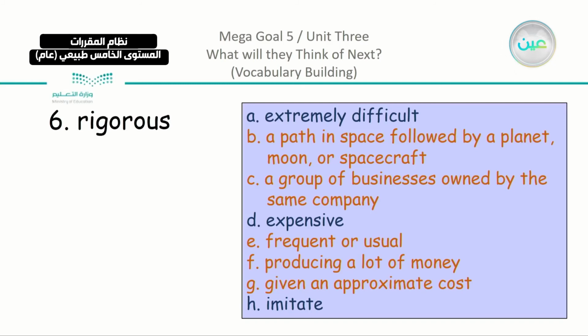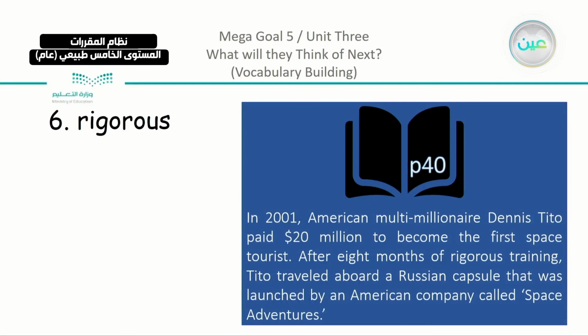But I will give you the explanation from the context. So we have here the context. Let's just read it. In 2001, American multimillionaire Dennis Tito paid $20 million to become the first space tourist. After 8 months of rigorous training, Tito traveled aboard a Russian capsule that was launched by an American company called Space Adventures. So when this American guy wanted to go to space and paid a large amount of money, they didn't just let him ride a space shuttle.